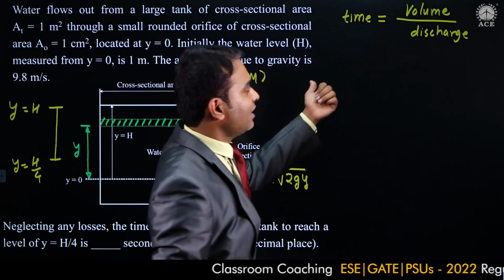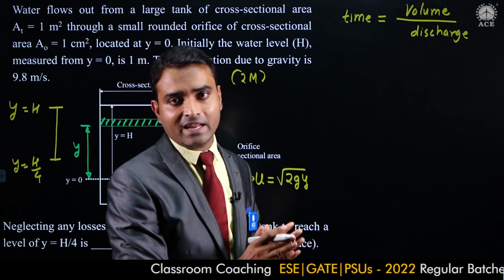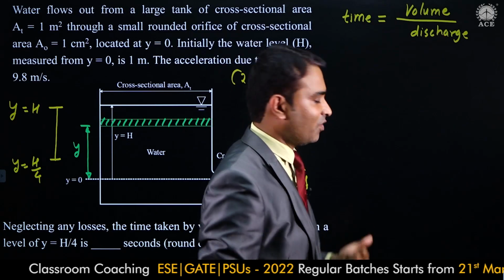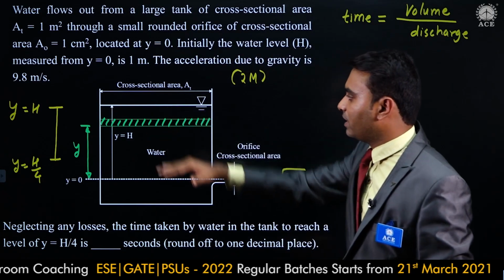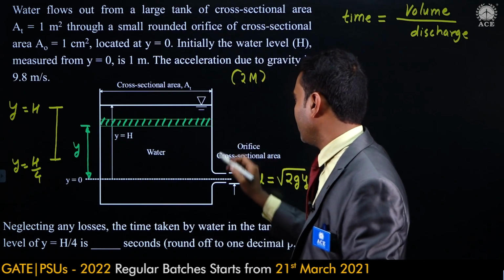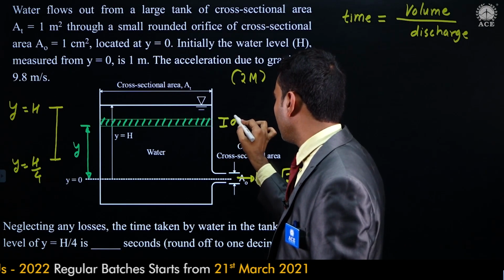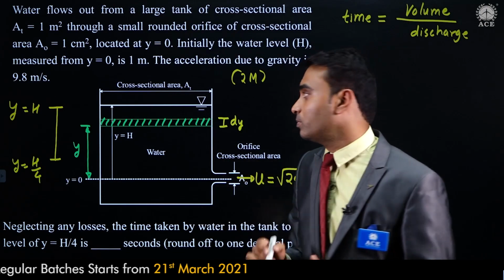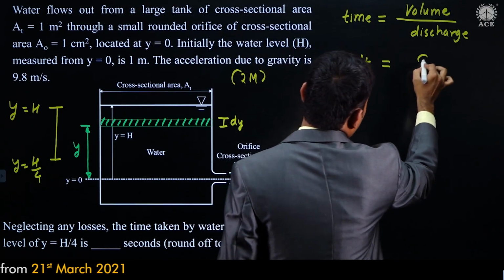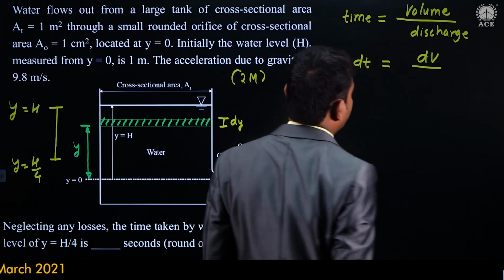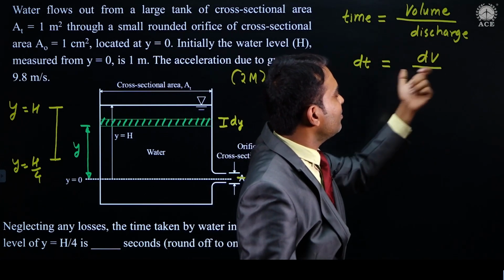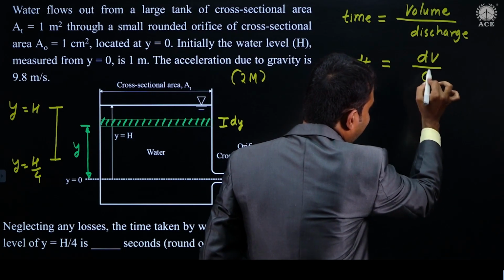That's why from here you should understand that you should go for integration, right? Why integration is required? Because this discharge is variable. So what you have to do is, you have to consider some intermediate step. Let us say at some intermediate time t, level of water is y. To reduce this level by dy value, let us assume time is dt. So time dt will be equal to volume dv. In time dt, only small volume will be removed, right? So that small volume is dv divided by discharge at that moment.